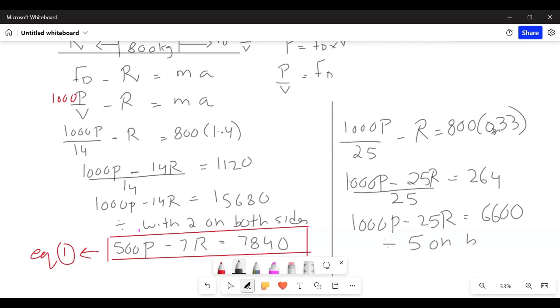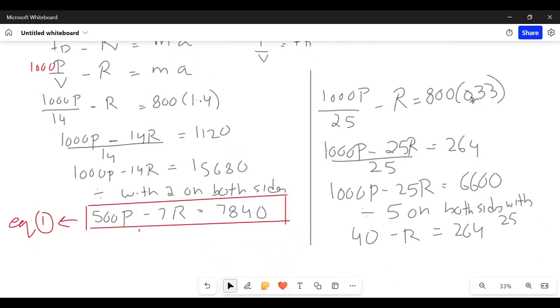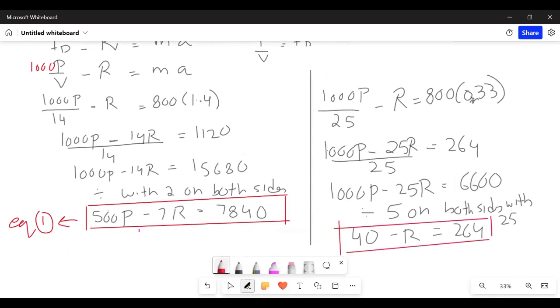I think maybe it also divides by 25. Yeah, it also divides by 25. So we have 264 here, then minus R, and 1000 minus 25 divided by 25 is 40. This is equation 2. There's a P here as well.